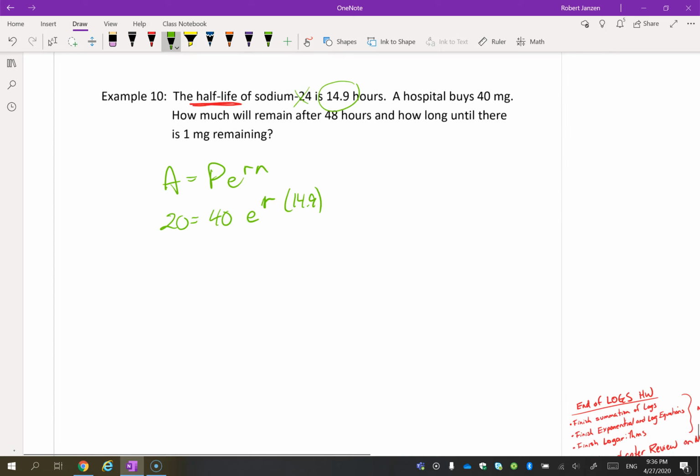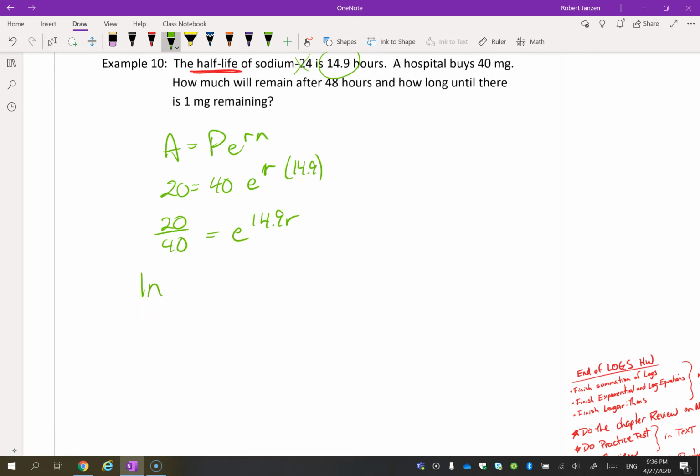So let's solve this. We'll divide by 40. So 20 divided by 40 is this. And then we'll take the natural log of both sides. Now 20 divided by 40, I'm just going to put 0.5. I get 14.9 R, and then natural log of E, which again cancels out. So R is the natural log of 0.5 divided by 14.9. So the rate is negative.